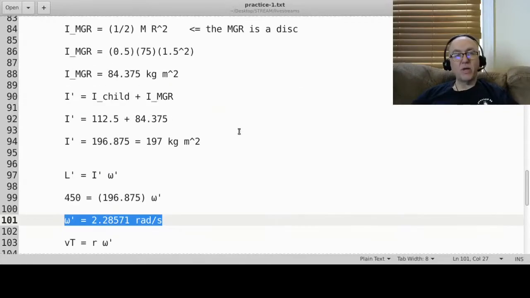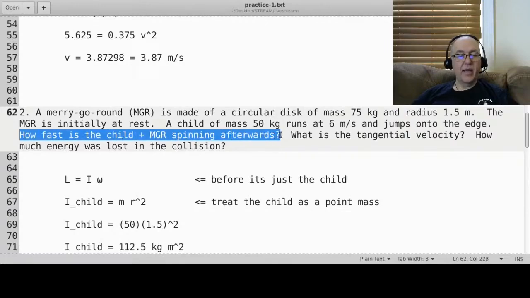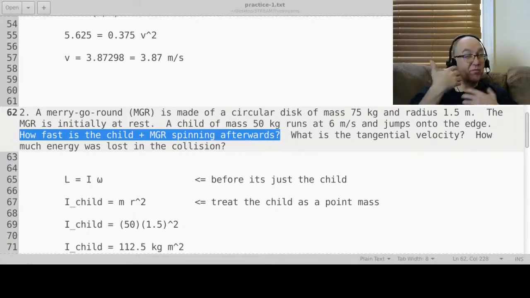Now this question is a little bit ambiguous. I would be very careful on a test. I said, how fast is it spinning afterwards? And you go, well, what is he really asking for? Is he asking for how many revolutions per minute? Is he asking for tangential velocity? So I would be a lot more specific on a test. So omega primed in radians per second, I guess that's fine for how fast it's spinning.